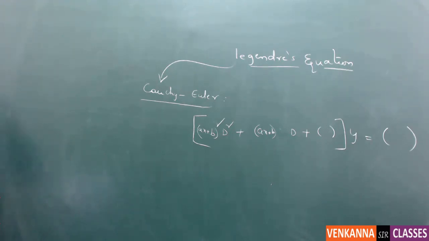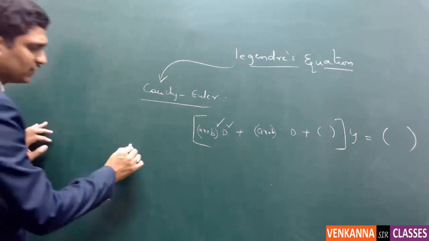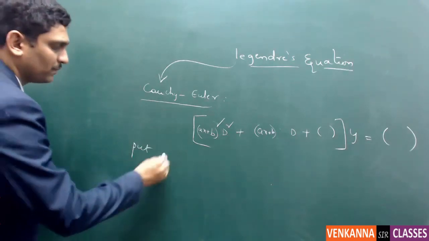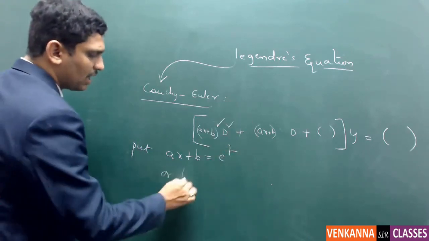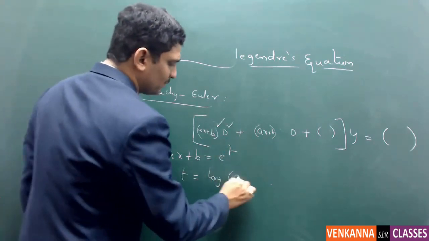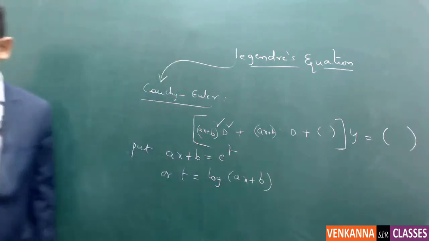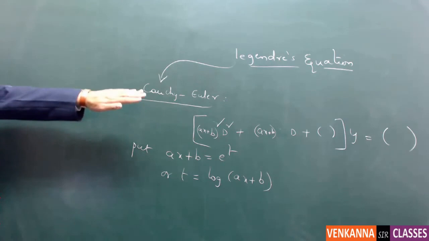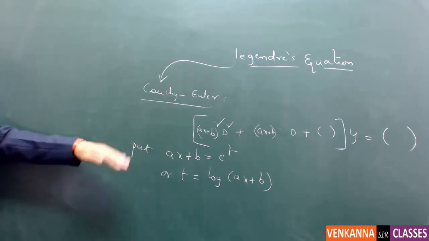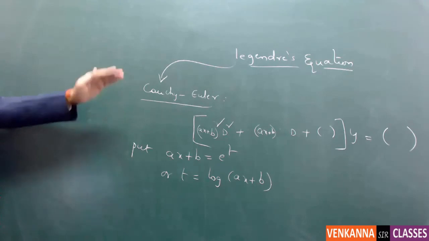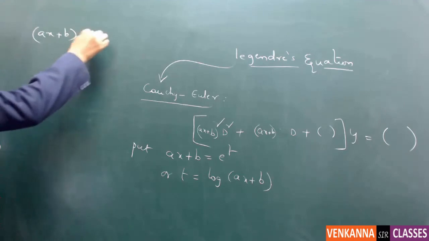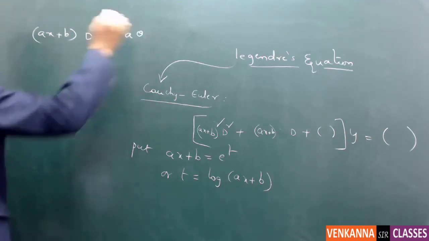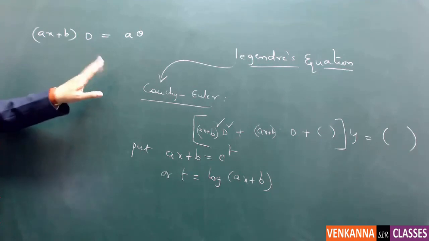Right. So, as we substitute the function earlier, here we put ax plus b is equal to e power t, or t is equal to log of ax plus b. Again, going for the successive differentiation as we did earlier, here also we replace the same thing. So (ax plus b) of d will be replaced with a into theta. The same things, yes, only polynomial.